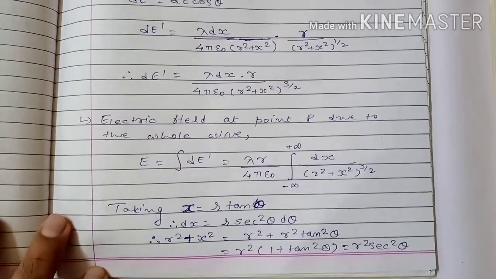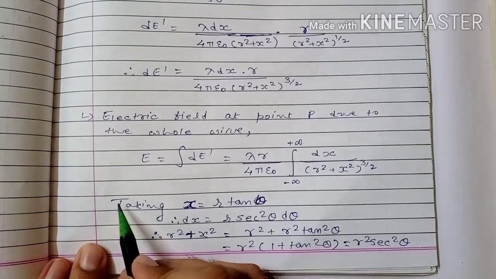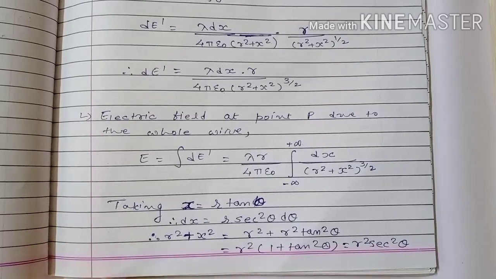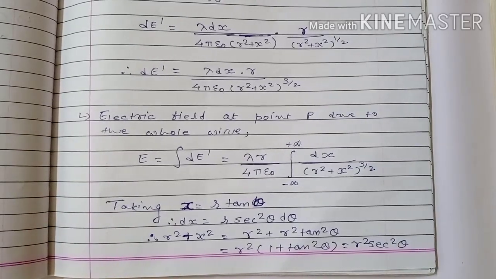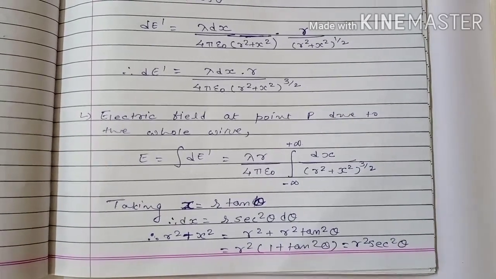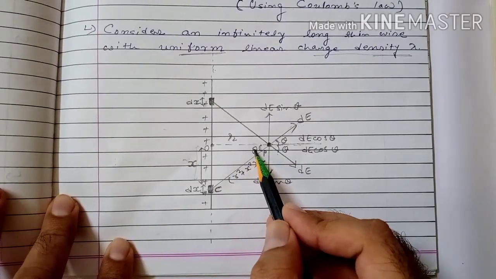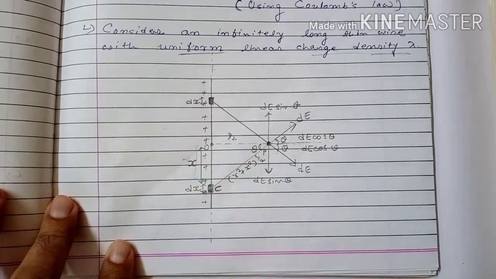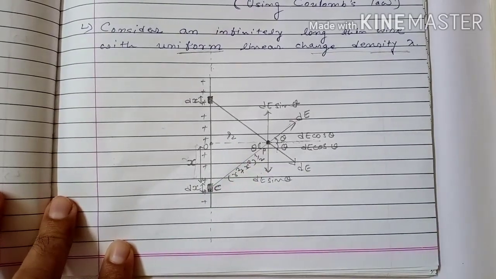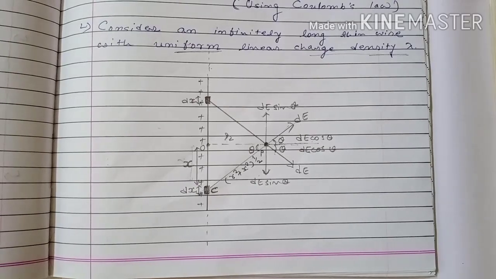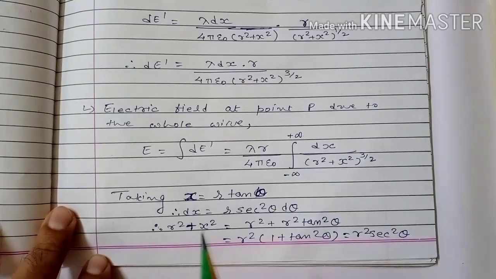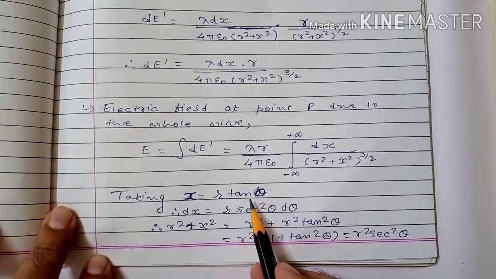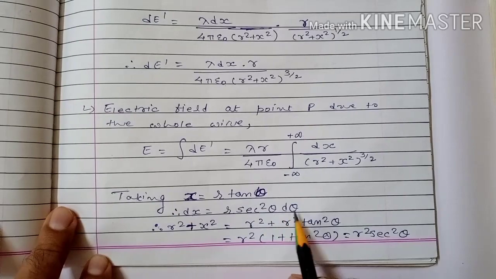Now, using some mathematical formulas, take x equal to r tan theta. From the figure we can see tan theta is equal to x by r, that is opposite upon adjacent, where the opposite is x and the adjacent is r. So x by r is equal to tan theta. Therefore we can take x equal to r tan theta. Differentiating both sides, dx is equal to r times the differentiation of tan theta, that is sec square theta d theta.